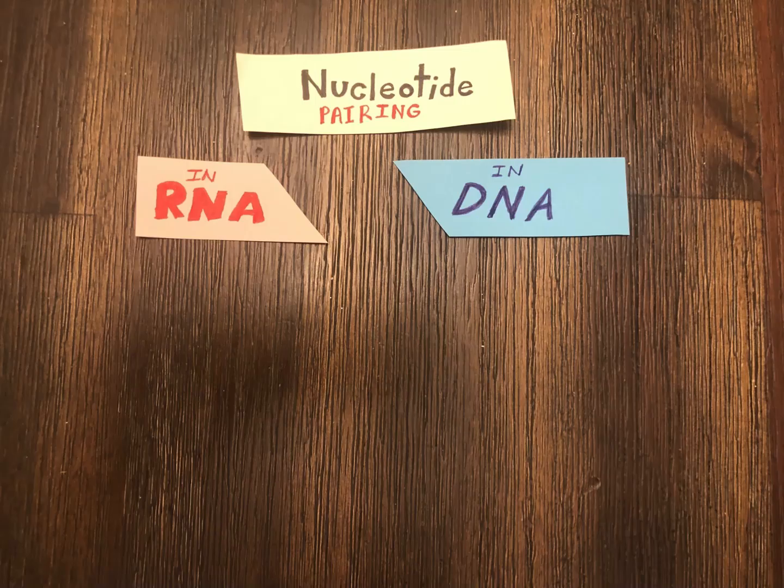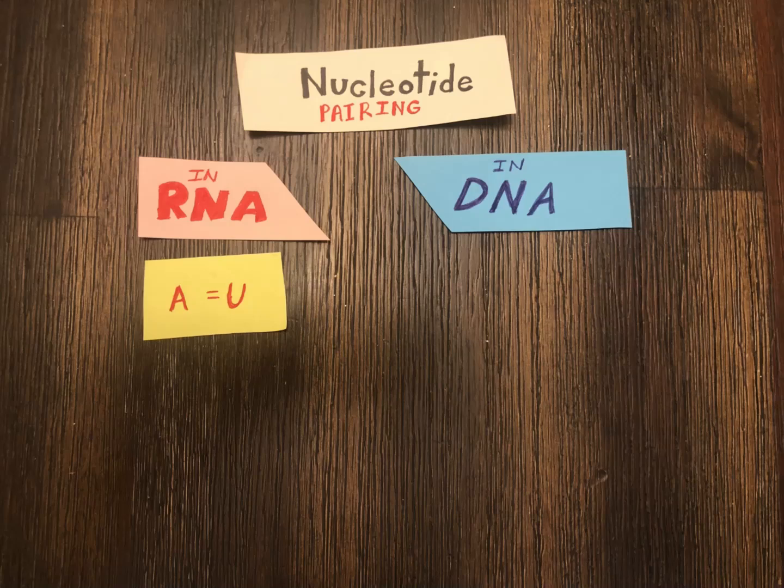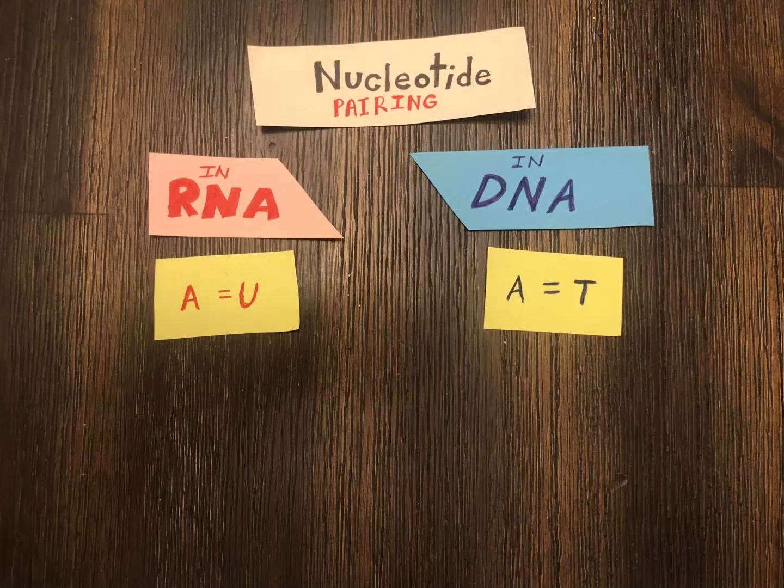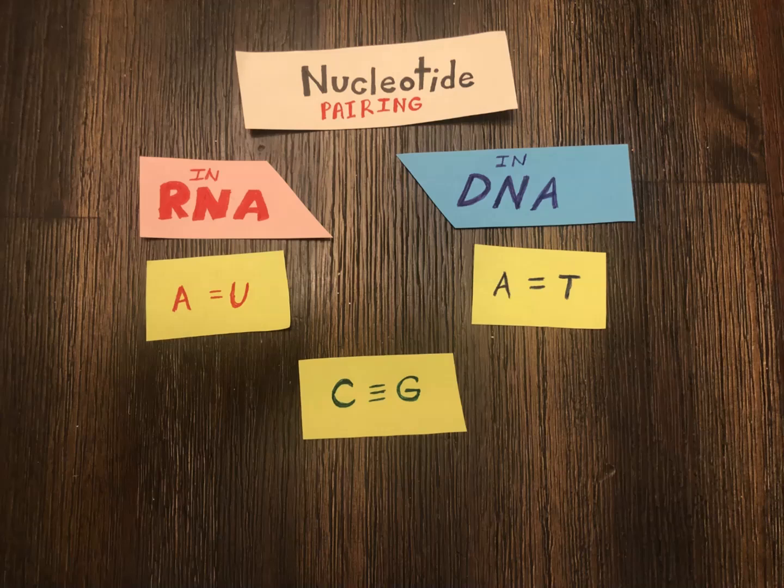In RNA, the nucleotides U, uracil, and A, adenine, are complementary to each other, while in DNA, the nucleotides T, thymine, and A, adenine, are complementary to each other. However, G, guanine, and C, cytosine, are the same in DNA and RNA.